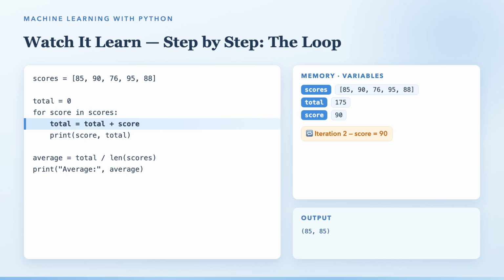This tiny rhythm, pick up, compute, move on, is the heartbeat of everything we'll build in this course. Every model you'll ever train is loops like this one repeated with patience. Let's trace this loop, slowly, together.